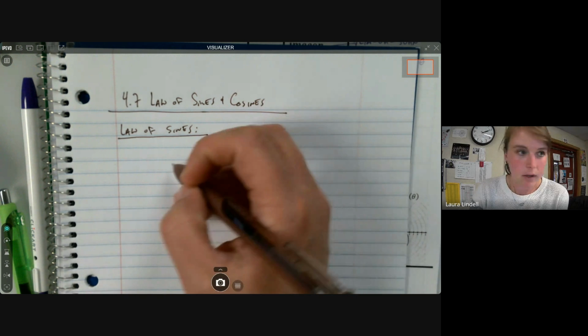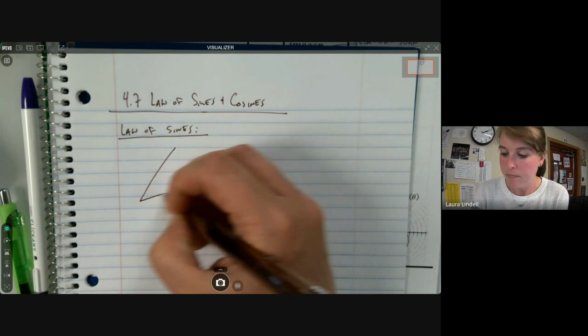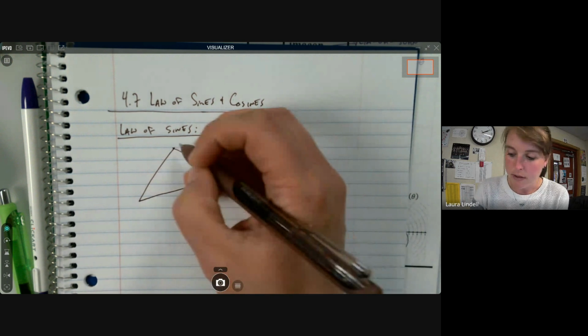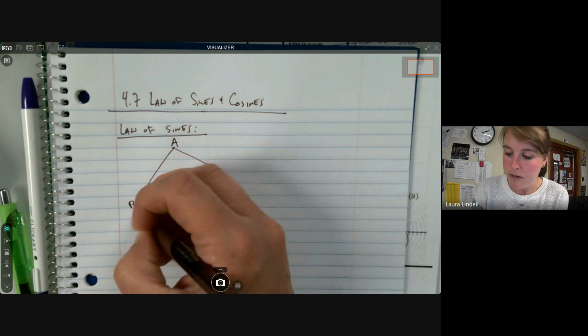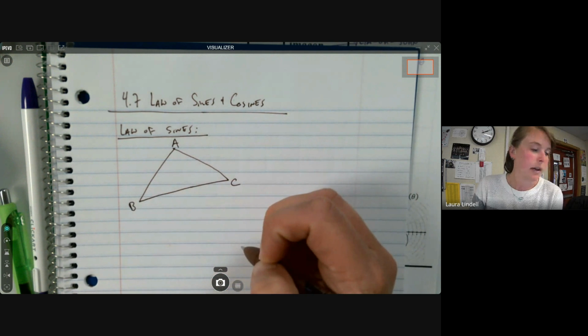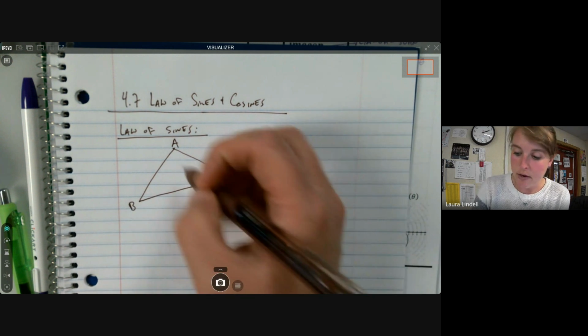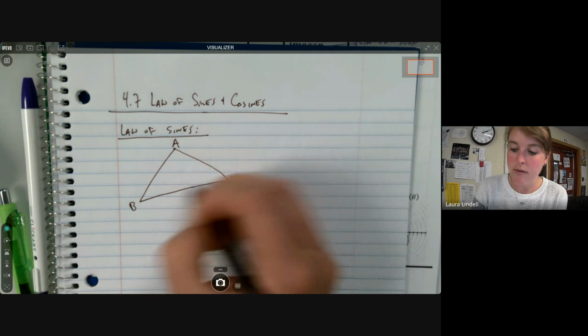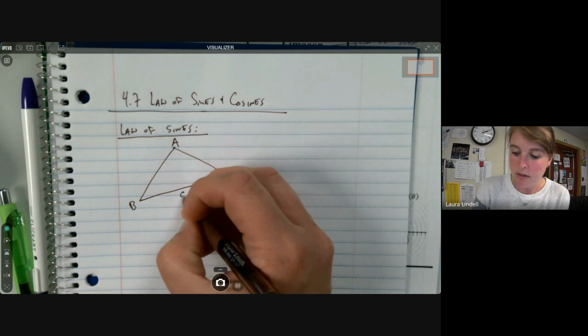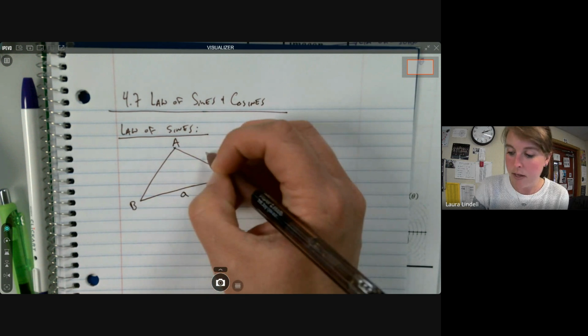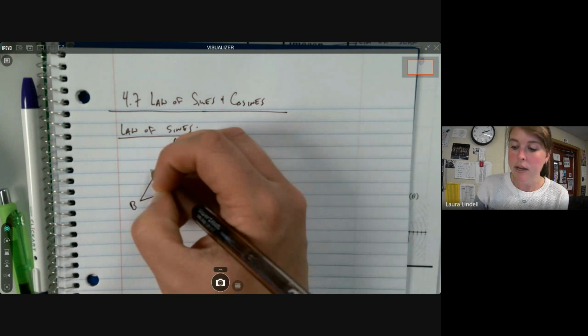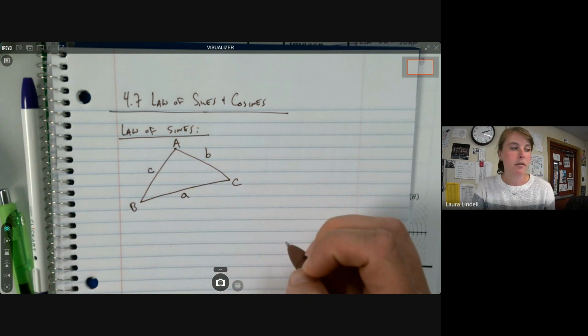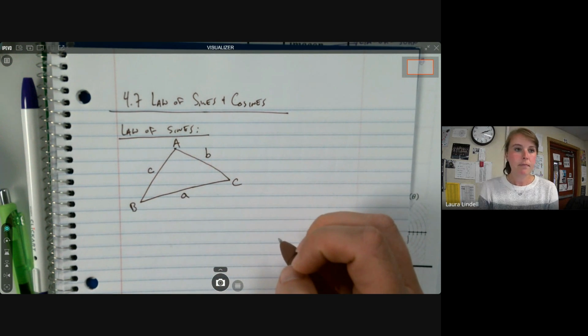So first we need a triangle. I'm going to make this triangle A, B, C with capital letters on the angles. And then the side that's across from the corresponding letters is going to be lowercase a across from A, lowercase b across from B, and lowercase c across from C. And you'll see why that's important in a moment.